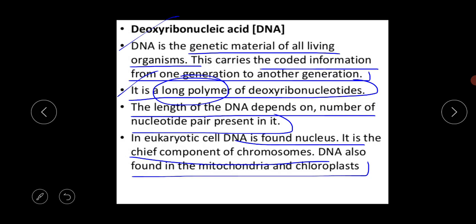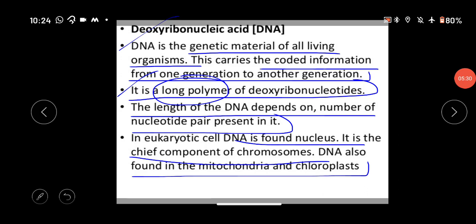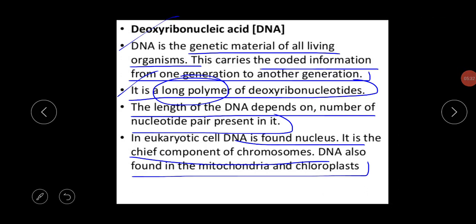So this is the basic idea of the DNA. I am repeating again, what is the basic idea? DNA is the genetic material of all living organisms, it carries the coded information from one generation to another generation, and it is a long polymer of deoxyribonucleotides.